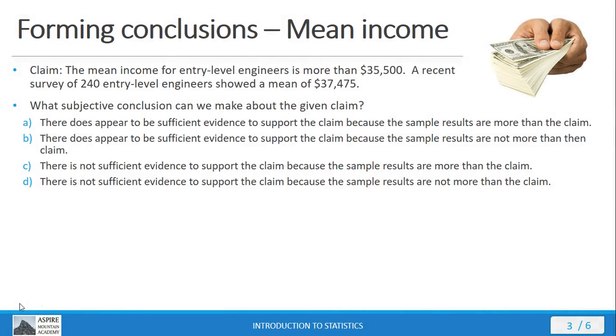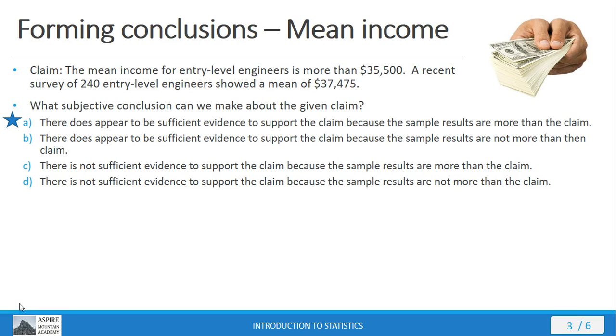Let's look at another example involving mean income. Here the claim is that the mean income for entry-level engineers is more than $35,500. We have a recent survey of 240 entry-level engineers that shows a mean of $37,475. So here it gives us the standard that we're going to be using. It comes from the claim. It says that it's more than 35,500, and indeed, the mean value we get from the survey is more than 35,500. So in this case, there does appear to be sufficient evidence to support the claim because the sample results are more than the claim.